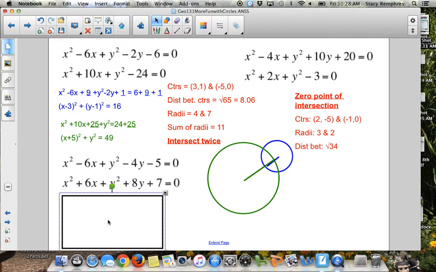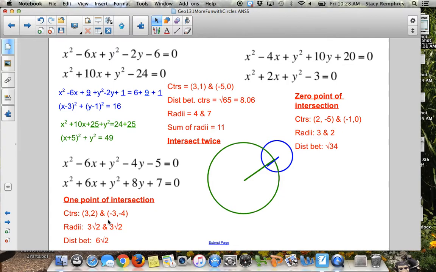Right. Here are the answers. I didn't show all the work. So here the distance between the centers is greater than 5, which is greater than the sum of the radii.